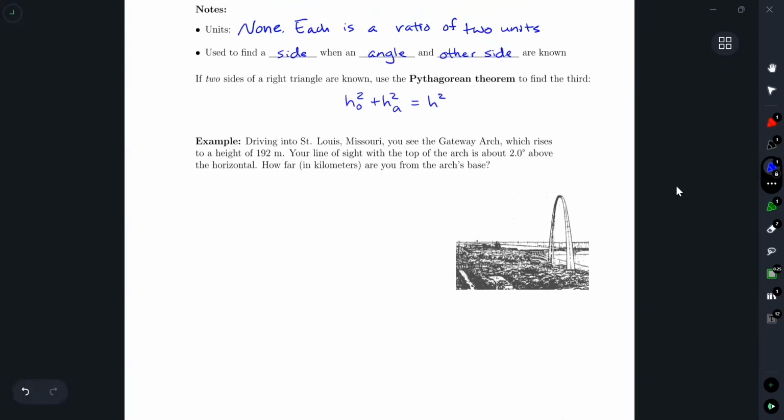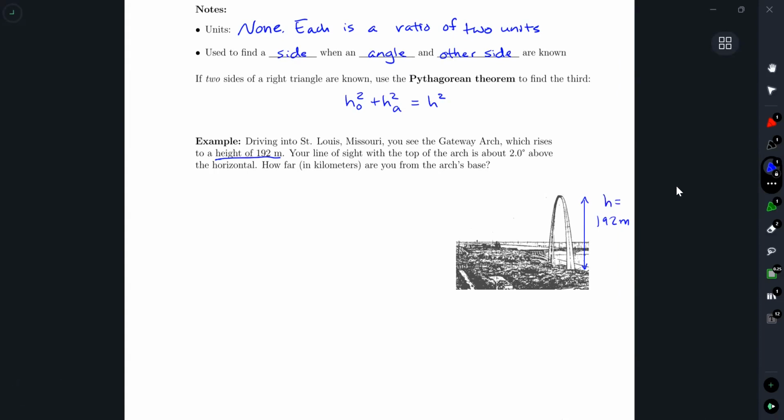I'm gonna just go through this and see what information I pick out as I read. You see the gateway arch, which rises to a height of 192 meters. So this height right here. I like to, if I'm not given a variable name, come up with variable names, because as much as it may not seem like it, doing things in terms of variables rather than numbers usually works out easier as far as algebra.